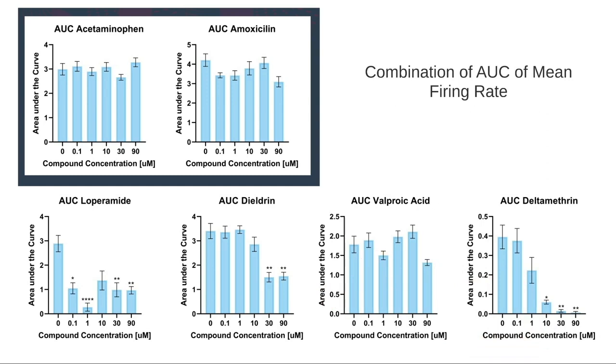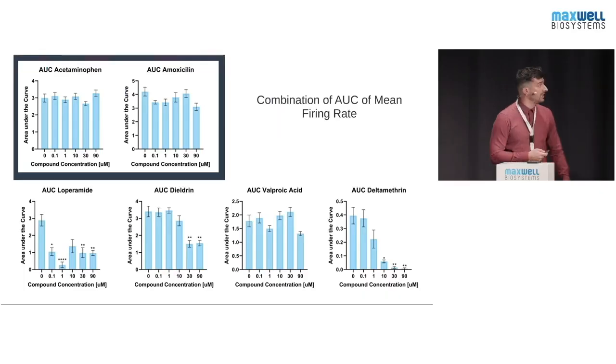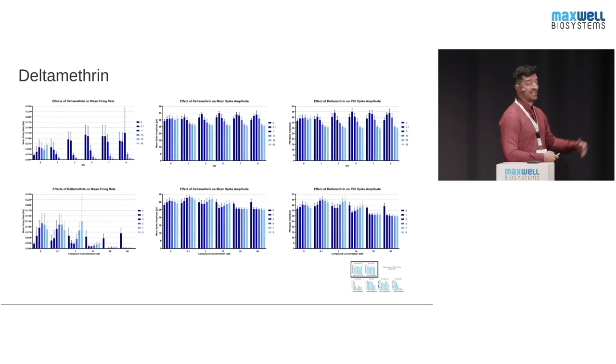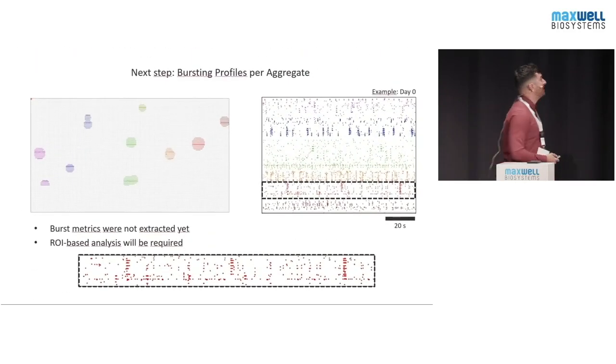We still have some issues, and the main issue is that the MaxWell analysis is made for 2D, and now they are trying to move to 3D, but obviously it takes some time. We get all the readout from the whole well, right? So we cannot identify the different aggregates. What they are trying to do now, because I don't do any of this, is to find a way that we can analyze each of these brain spheres separately.